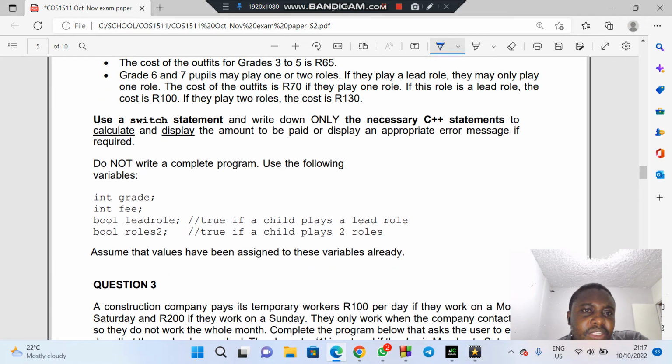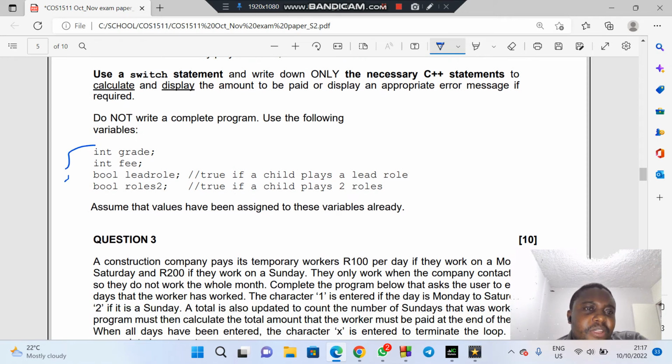Okay, use a switch statement and write down only the necessary C++ statements to calculate and display the amount to be paid, or display an appropriate error message if required. Do not write a complete program. Use the following variables. So in this question, you have already been given this. What is needed there: we have int grade, int fee, and then bool leadingRole, bool roles, which is true if a child plays a leading role.